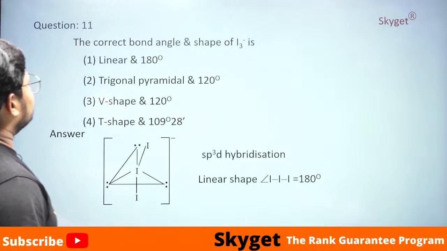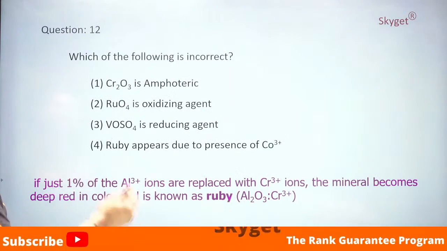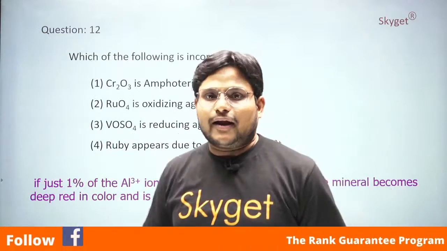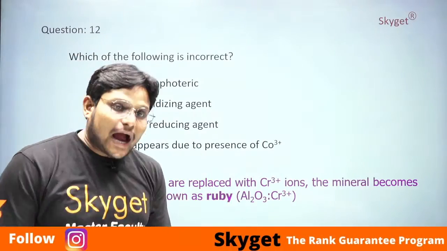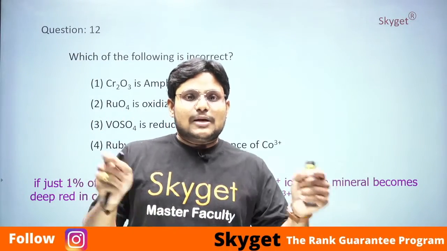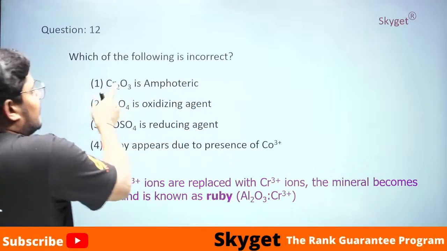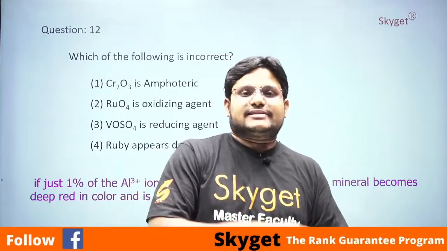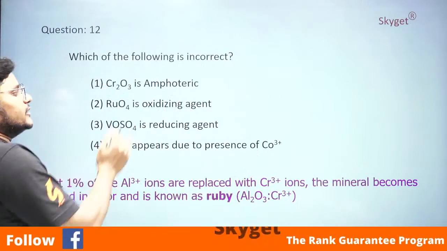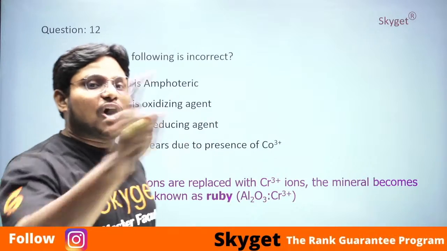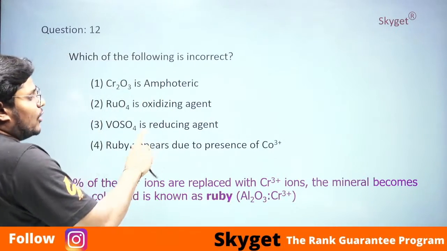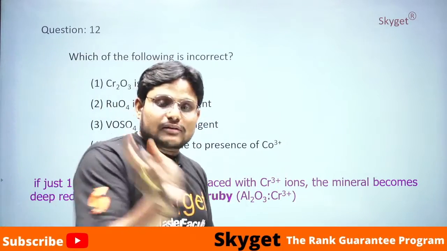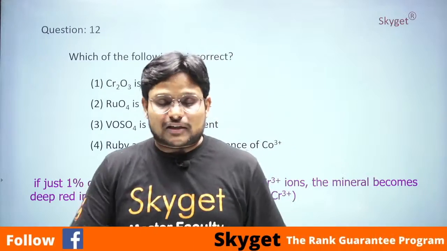In case they ask for hybridization, you can concentrate on this, because this is sp3d hybridization, students. Okay, next, which of the following is incorrect? Yes, students, these types of questions are very important, and you have to check the options also, because you should not simply trust the options. The first one, CrO3 is amphoteric. What is amphoteric? The one which can act as a base as well as an acid. So CrO3 is amphoteric, that is correct. Then rhodium tetroxide is an oxidizing agent. VOSO4, that is vanadyl sulfate, is a reducing agent, students, because vanadium is present in the +4 oxidation state.